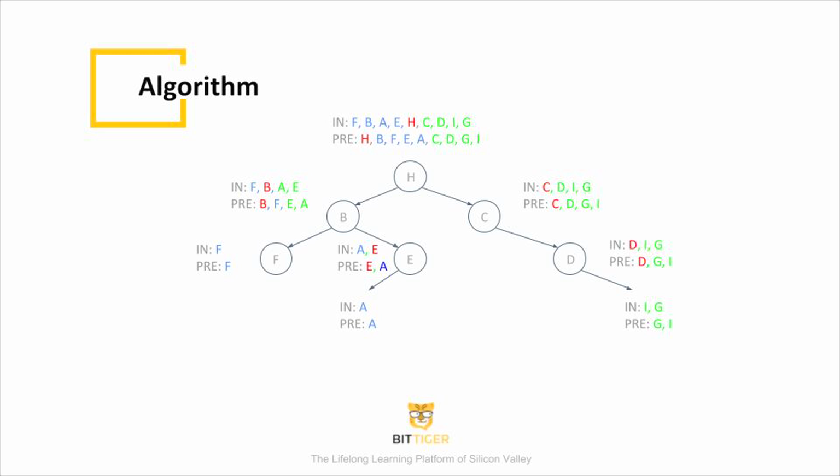As for B's right tree, we find E is the root, and A will be E's left tree. Use the same procedure for C's right tree, where D is the root, and G and I will be in D's right subtree. By checking the pre-order sequence, we find G will be the root, and I will be G's left tree. This is the overall demonstration for applying the algorithm on the example. Feel free to pause here and go over all the recursive calls. Please make sure you understand all the procedures.